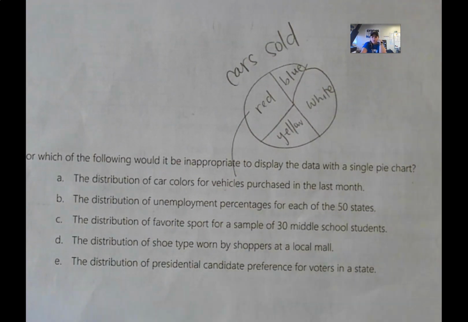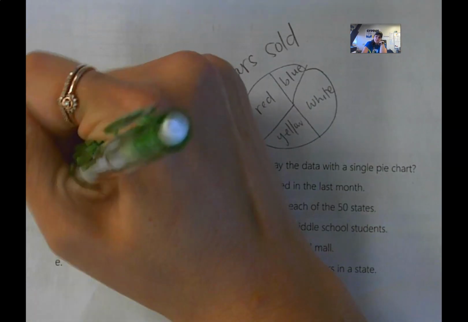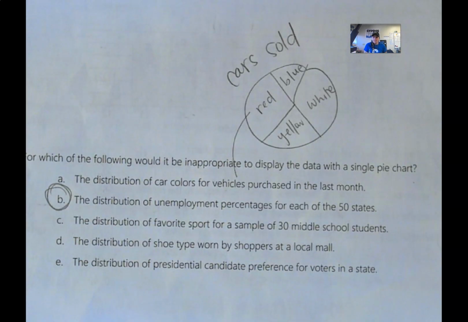The next one, C, the distribution of favorite sport for a sample of 30 middle school students. D, the distribution of shoe type worn by shoppers at a local mall. Or E, the distribution of presidential candidate preference for voters in a state. So it turns out that the answer is B. I'm going to explain why.